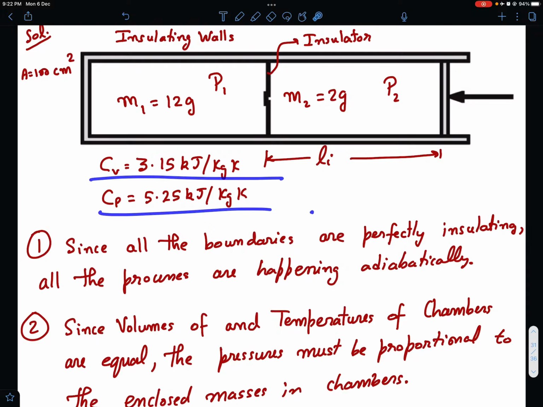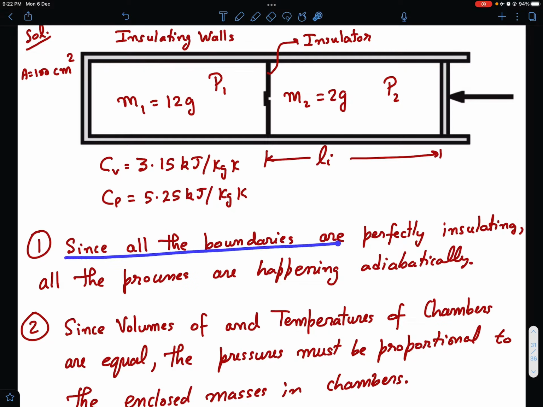Okay, CV and Cp are given. So what I've written, since all the boundaries are perfectly insulating, all the processes are happening adiabatically. Of course, no heat can enter from anywhere to anywhere. So it's only the work that's being done on the system, and therefore every process is adiabatic. Could be reversible or irreversible, but it is definitely adiabatic because there's no heat transfer happening anywhere.